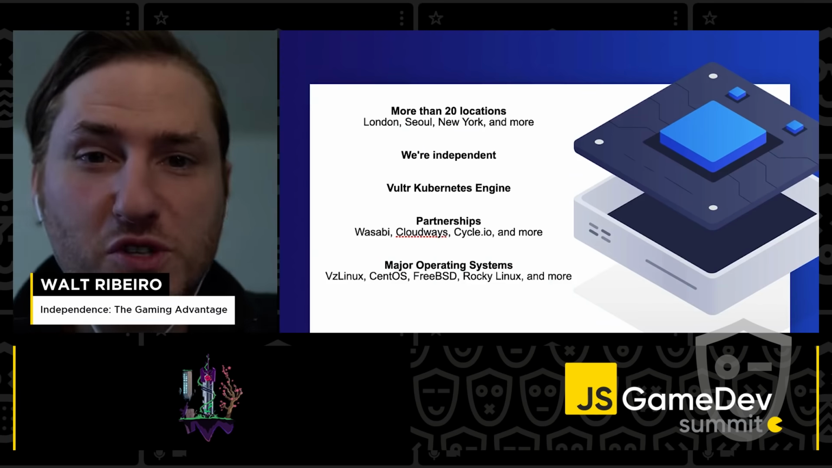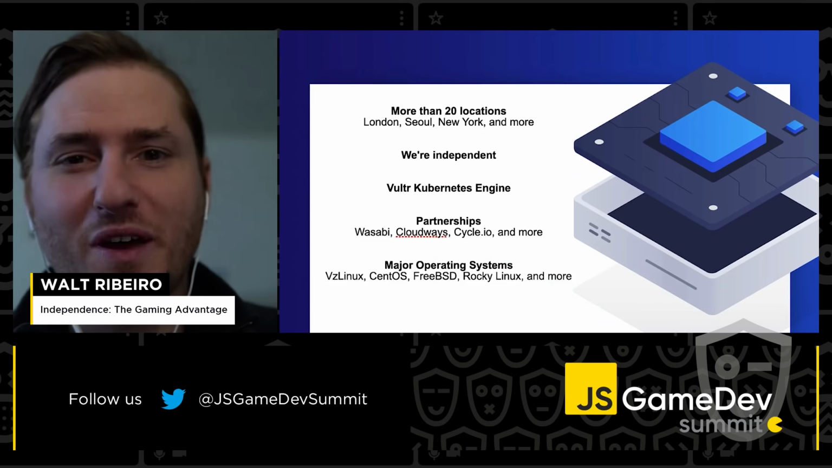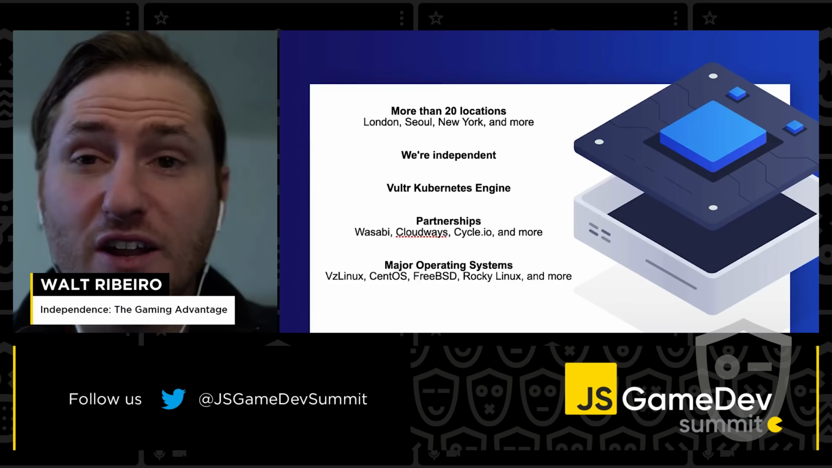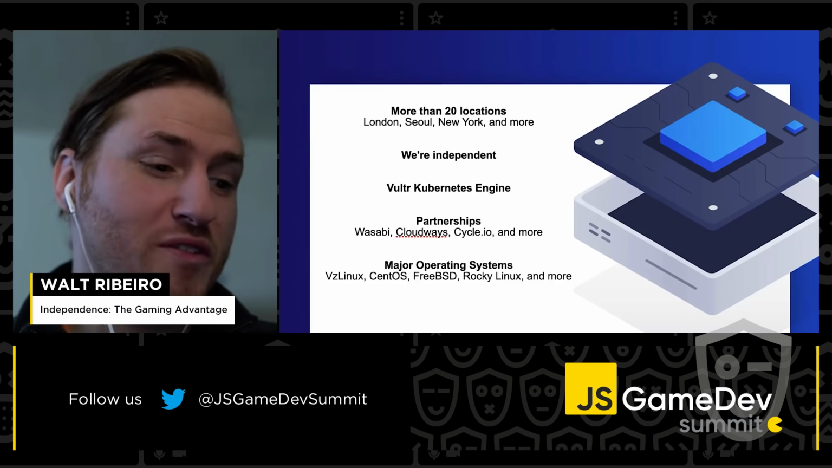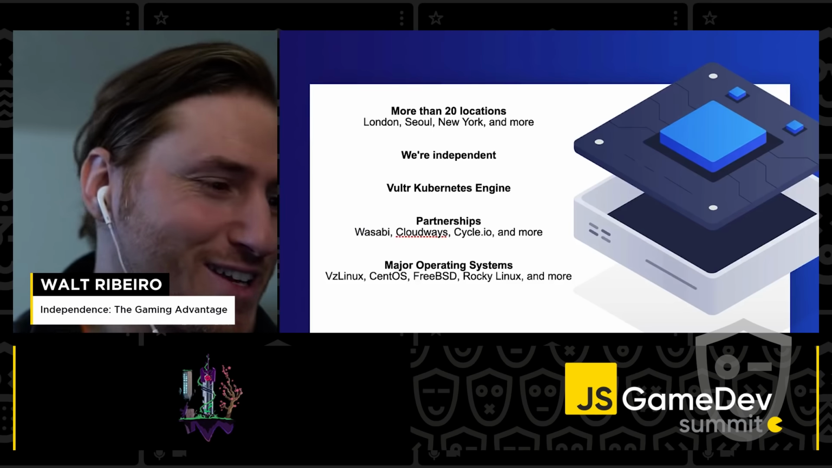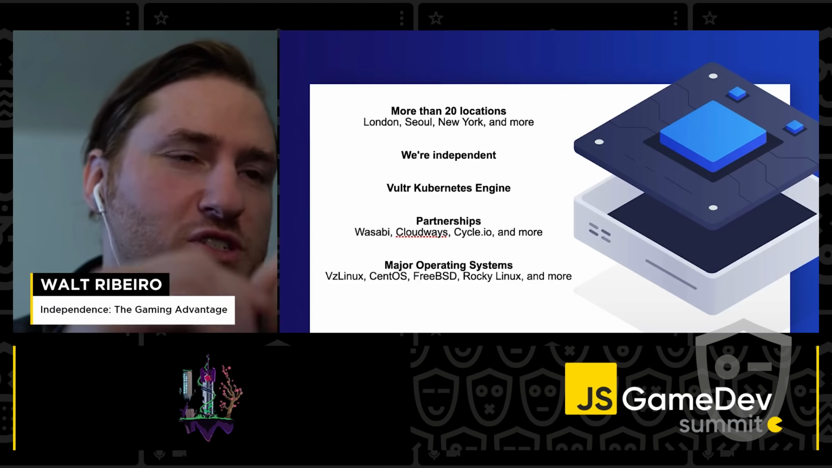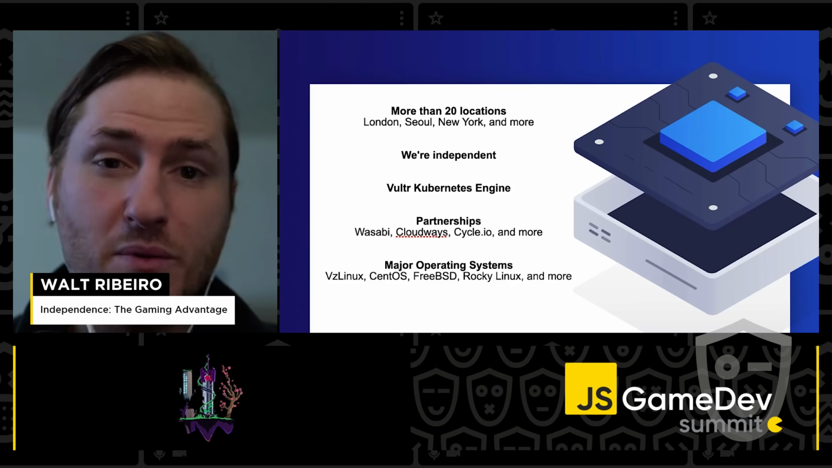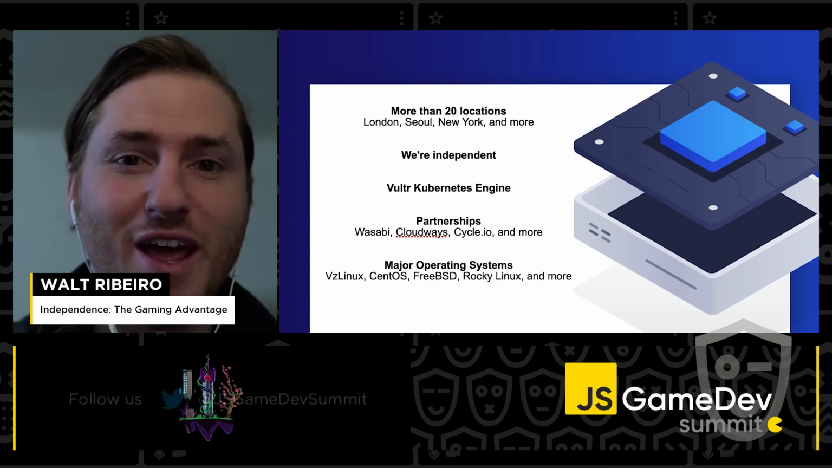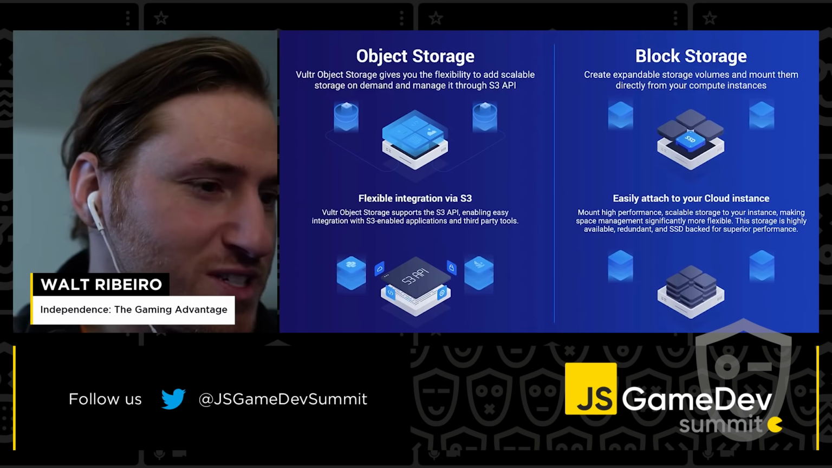So at Vultr, we have more than 20 locations. We're independent. We have a great Vultr Kubernetes Engine. We have awesome partnerships, and we have a lot of the most popular operating systems. We have everything from Windows to CentOS to FreeBSD, Rocky Linux, and also if there's an operating system that you wanted at Vultr that maybe we don't have, then we allow for custom ISOs. So you can get started on anything that you wanted, and you can customize it as you want.